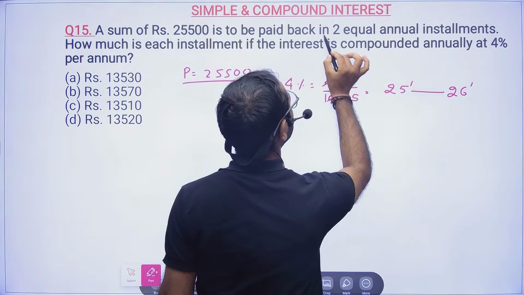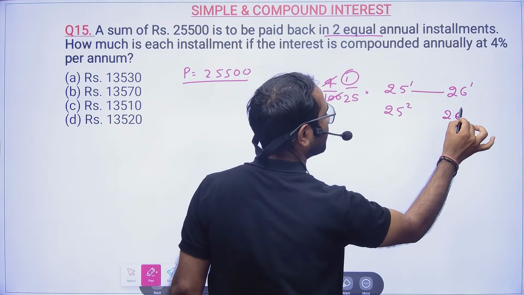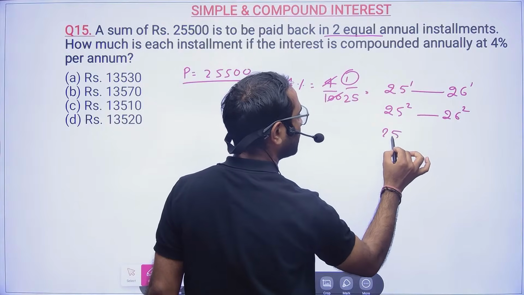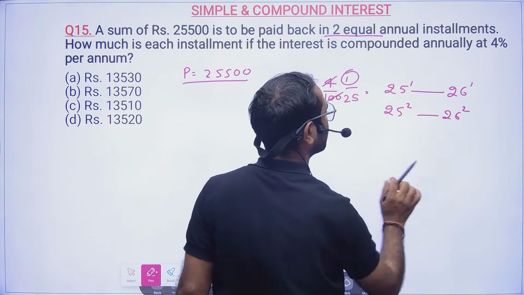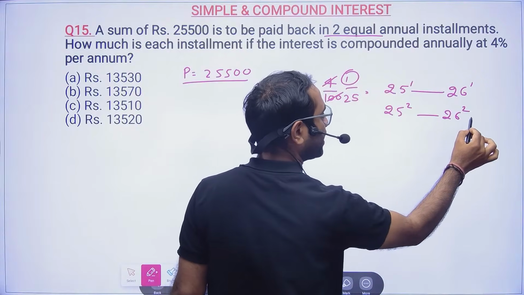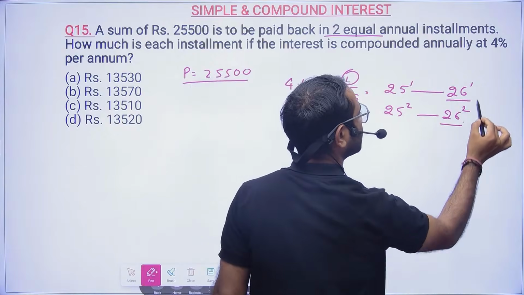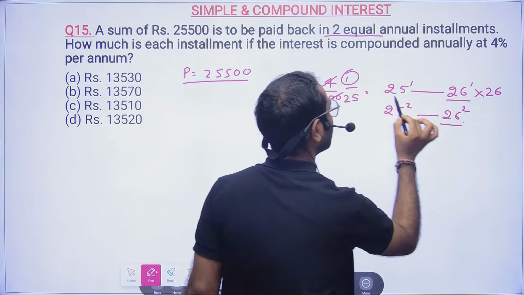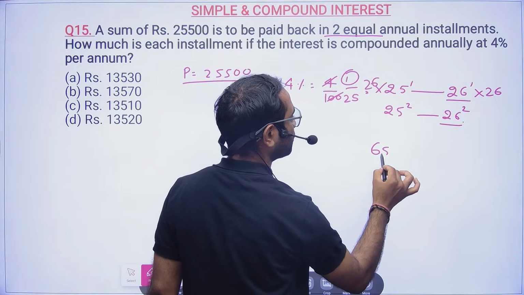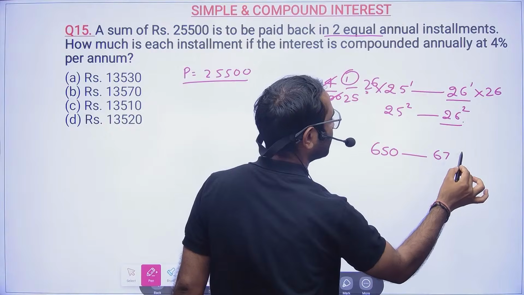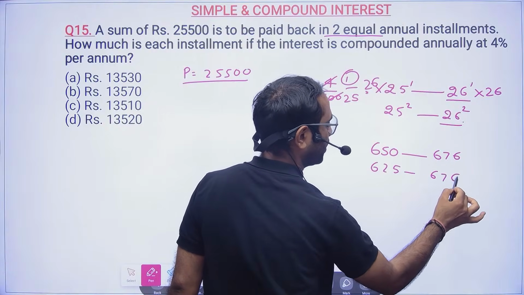So here they are asking for 2 equal installments. So for the first year it is 1 and then it is 2. If it were 3, then you would have written 25 to the power 3, 26 to the power 3. But here it is only 2. Now you see 26 square and here it is 26. Sir, the installment has to be the same. That means I need to multiply by 26 here. So 625 plus 620, 650, and this will become 676. This is 625 and this is 676, 26 square.